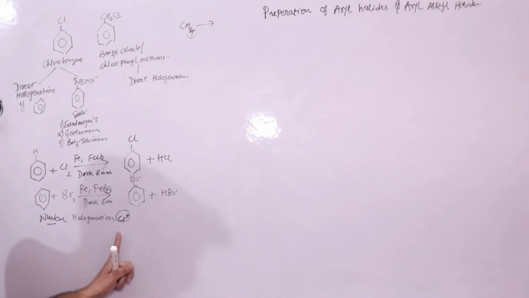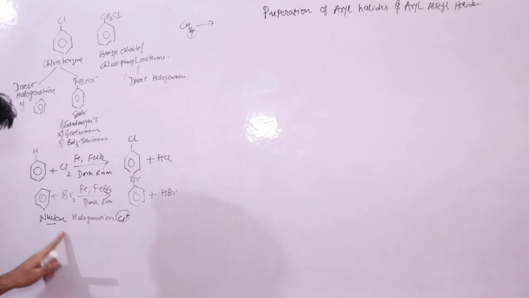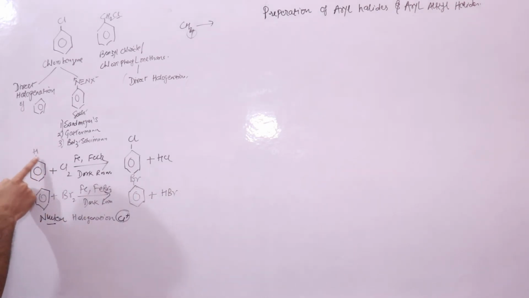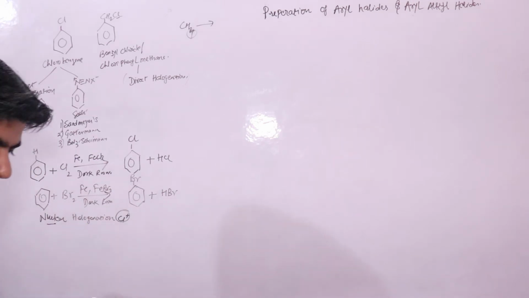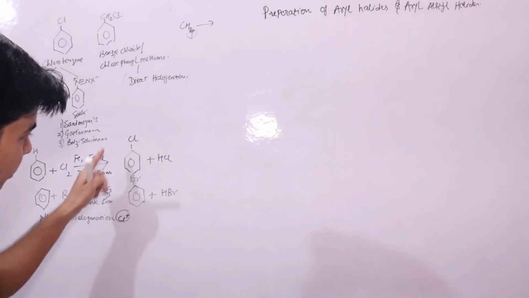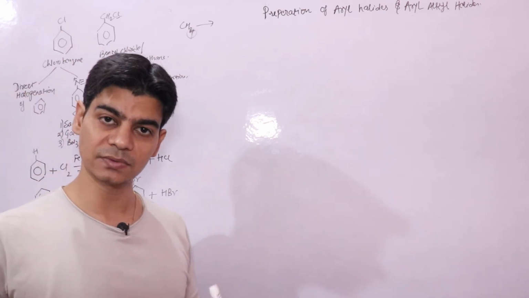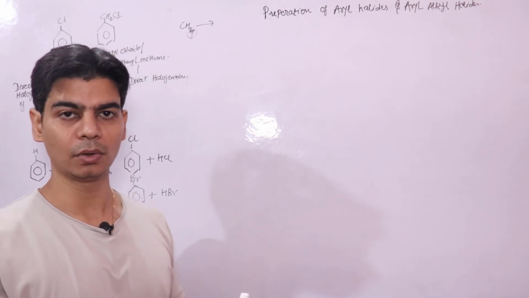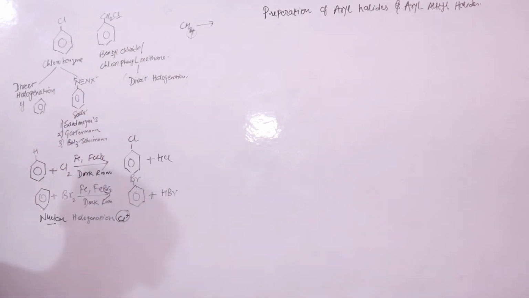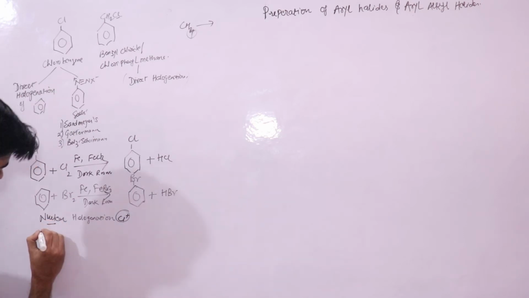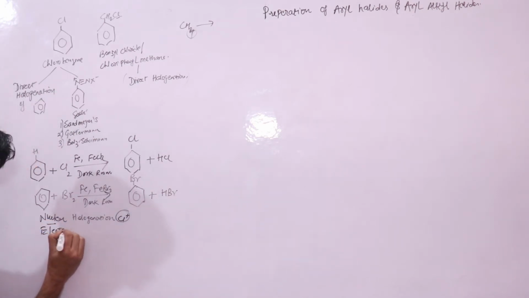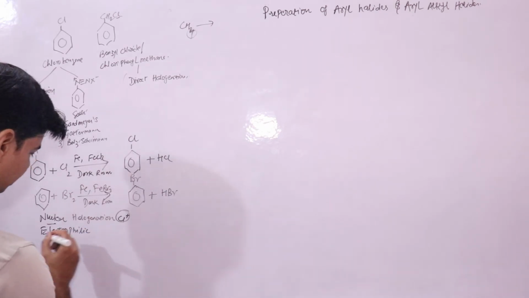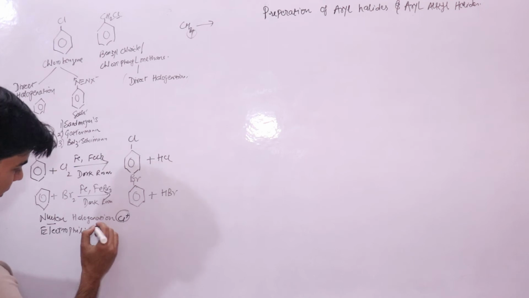This is your nuclear halogenation, very important, because here the halogen atom is directly attached to the benzene ring. Bromobenzene or chlorobenzene is formed by replacing a hydrogen atom of the benzene nucleus by a chlorine atom, right. And the second important thing is that this proceeds via electrophilic substitution reaction, right. We have done electrophilic substitution reaction in mechanism of organic reactions.